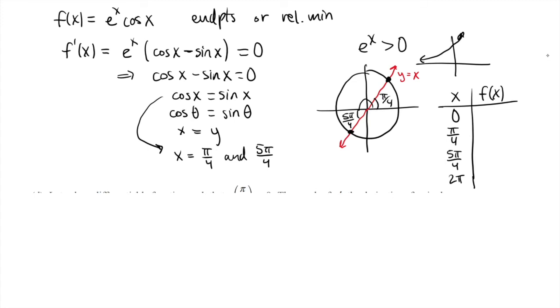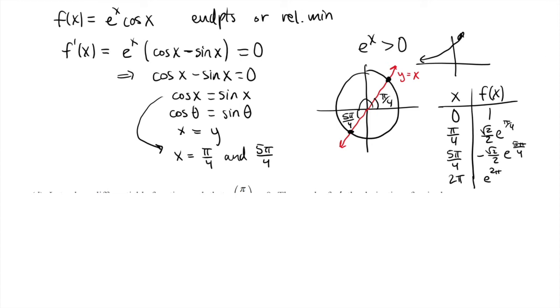Okay, so at 0, I think we already calculated that to be 1. Yeah, that's just 1. At pi over 4, we're going to have e to the pi over 4 cosine of pi over 4. Cosine of pi over 4 is square root 2 over 2. So this is square root 2 over 2 e to the pi over 4. At 5 pi over 4, the cosine is negative root 2 over 2. So that'll be negative root 2 over 2 e to the 5 pi over 4. And at 2 pi, cosine is 1 again. So this will be e to the 2 pi.